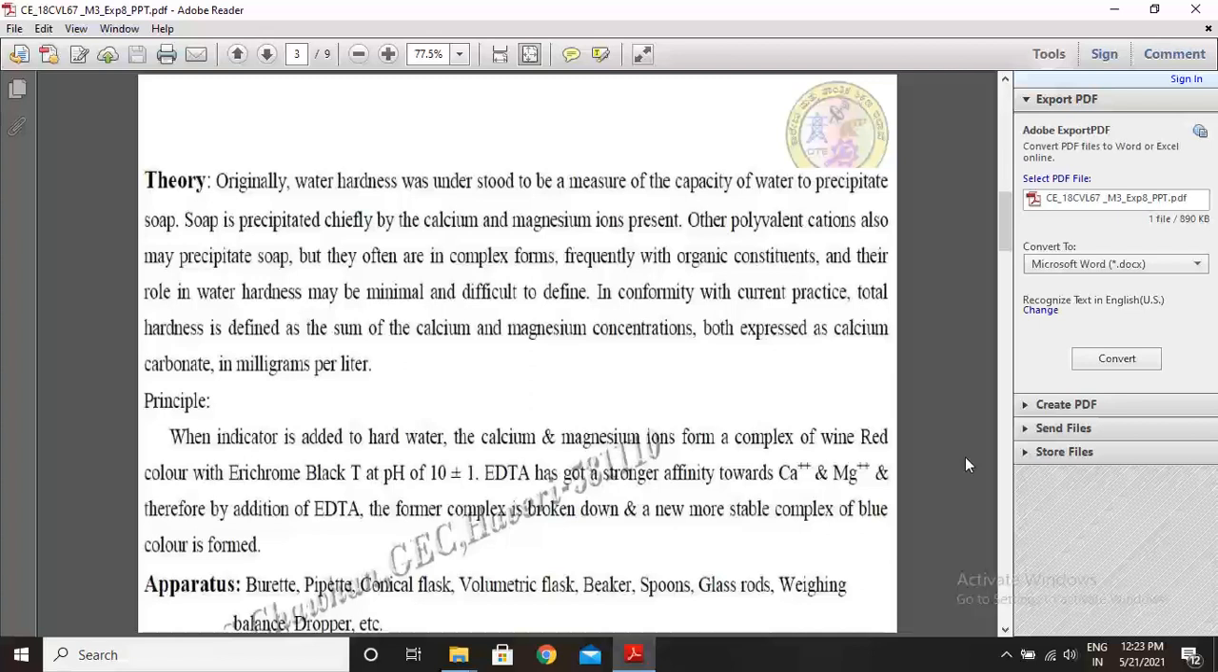Let us see which apparatus are used to conduct this experiment: burettes, pipettes, conical flasks, volumetric flask, beaker, spoons, glass rods, weighing balance, dropper, etc. These apparatus are required to start this experiment.